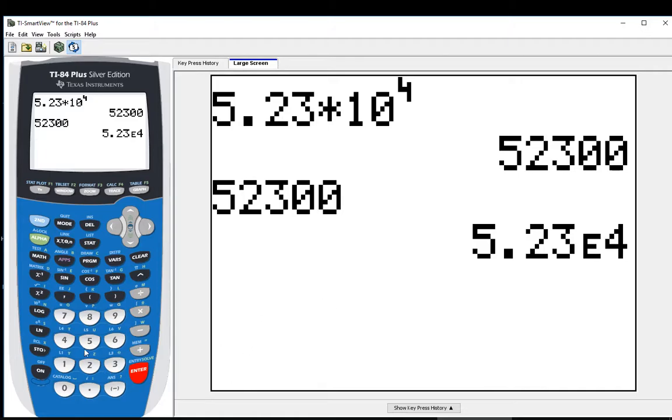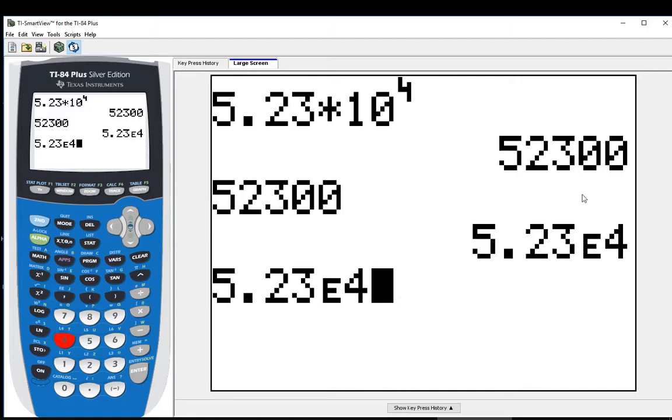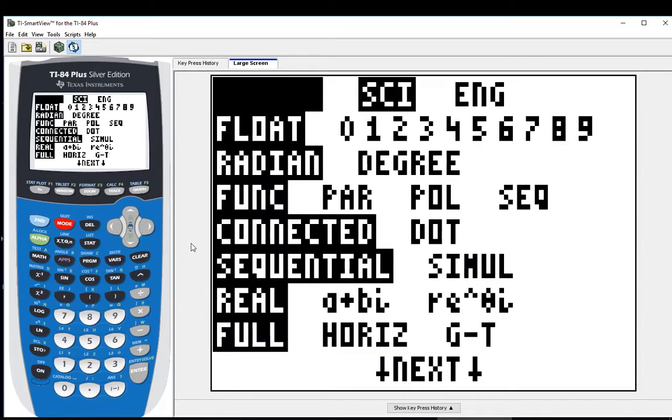So what I'll do is I'm just going to retype this in. 5.23, and then you'll notice that on the comma here I can get that E to pop up that you see right here. So I'm going to put that E there and put the 4, and then I want this to come back out to the 52,300, so I'm just going to go back to the mode. It's in scientific mode now, so if I hit enter it would just say the same thing that I just typed in.